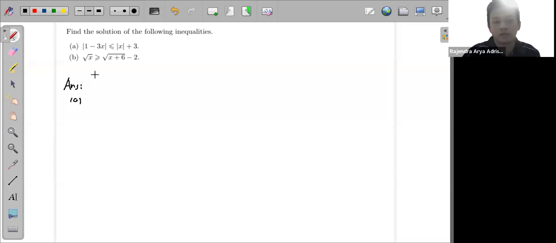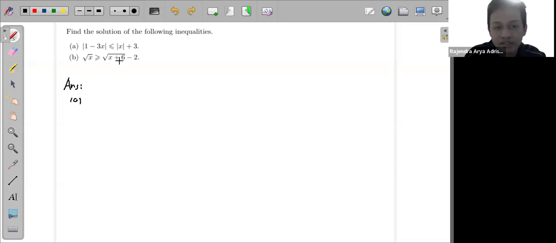Okay. So let's look at the problem here. We have an absolute value of something less than absolute value of something plus 3. Of course, for this kind of problem, we can always do the classically useful method of considering the cases of the value of x, which in this case is the point of interest will be 1/3, because when we set this here into 0, we got x equal to 1/3, and here will be x equal to 0.